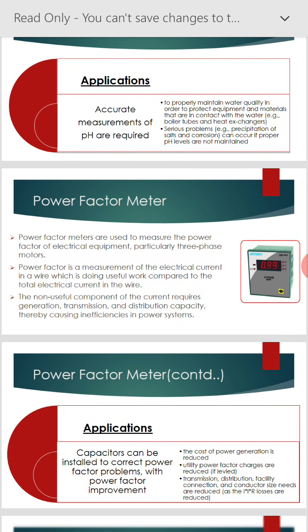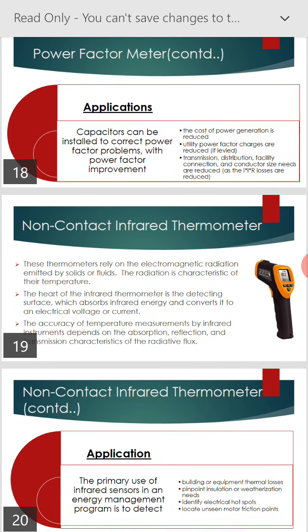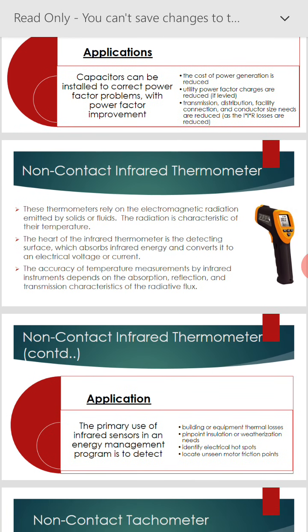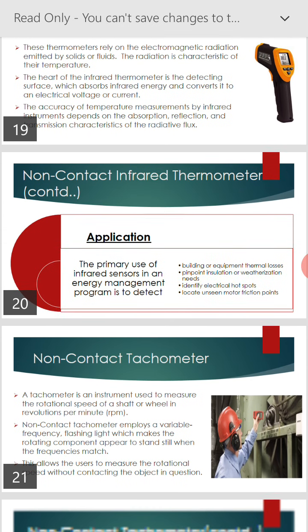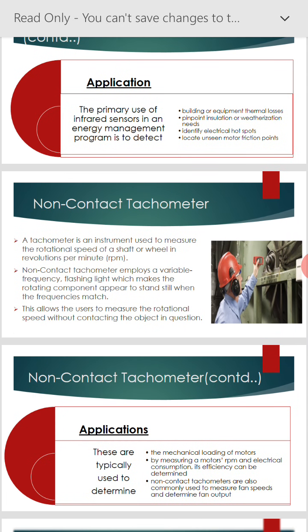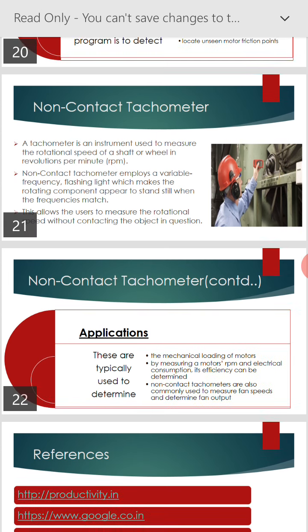Next, the power factor meter. All of you know that we have to maintain some power factor all over India, and that's why the power factor meter is used. Then the non-contact infrared thermometer. Non-contact infrared thermometer means without contacting, you can measure the temperature of solids or fluids. And the non-contact tachometer, I think in the machine lab all of you have seen how we can see the RPM of a machine, what the speed of a machine is.